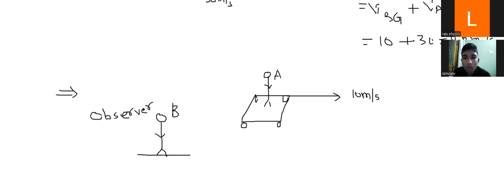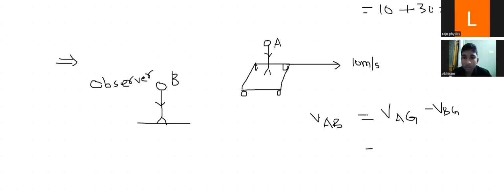So here, the relative velocity of A with respect to B is the velocity of A with respect to the ground minus the velocity of B with respect to the ground. Velocity of A with respect to the ground is 10, minus 0. Now you will get 10 meters per second. So copy this.